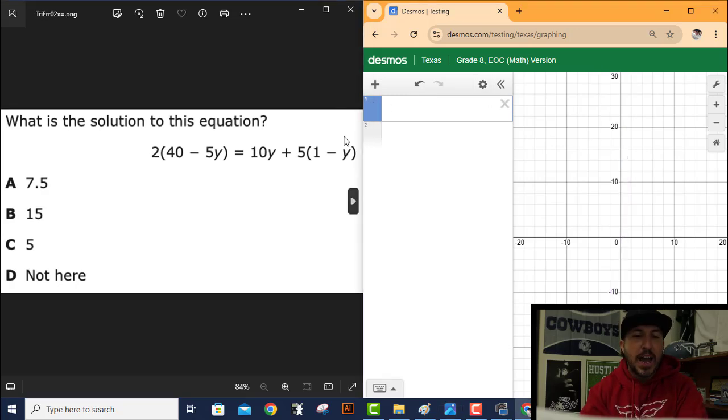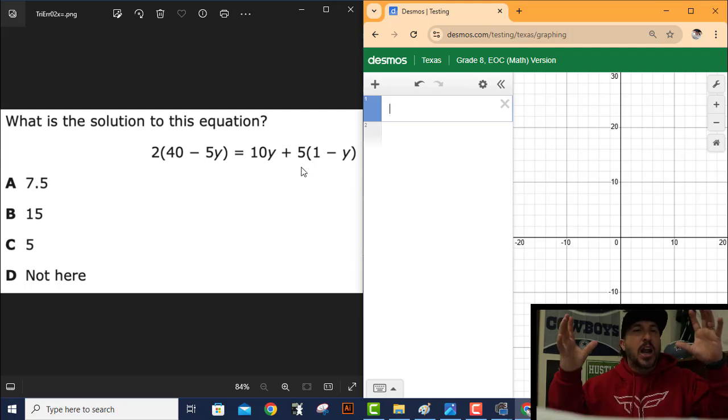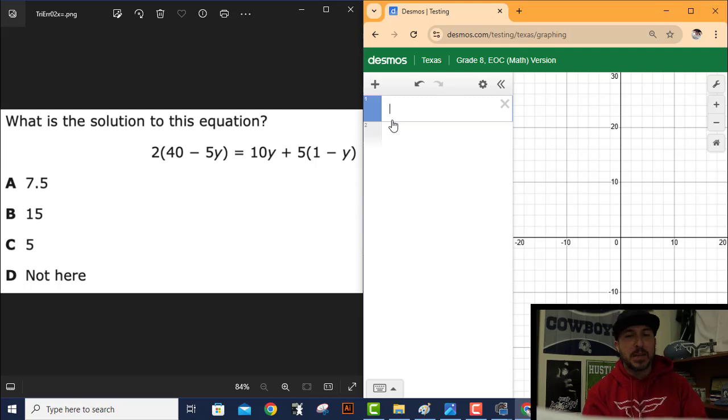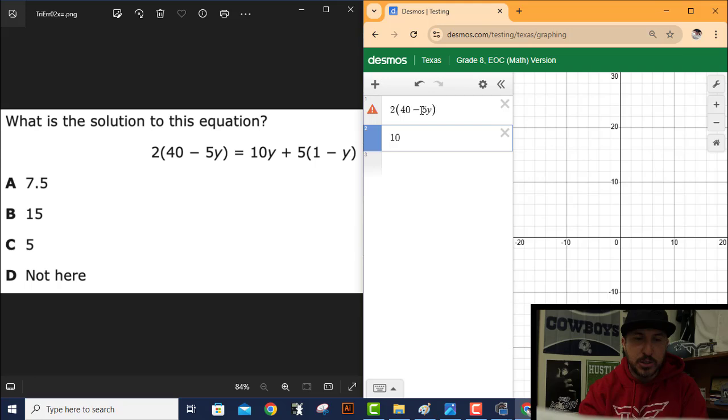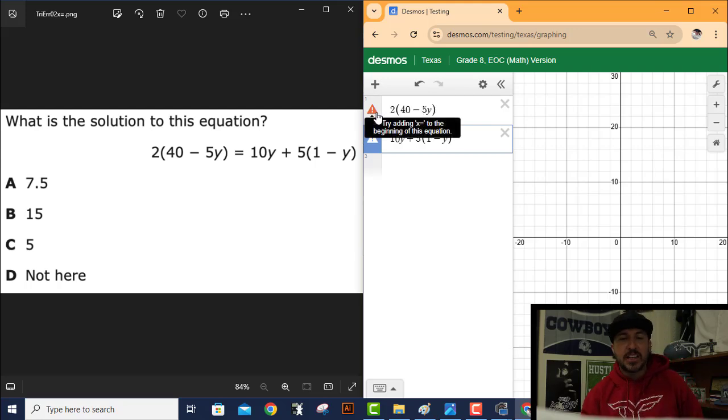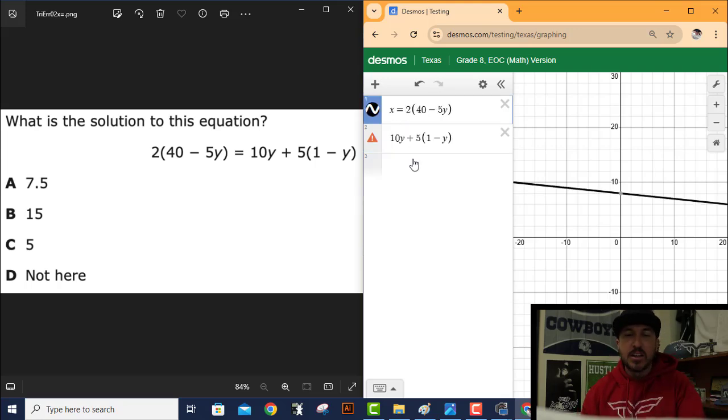All right, now we got this guy. We have a y. Maybe I should box the y right here. I can't. Well, which y are you going to box? There's like 3 of them. So you automatically can't box the y. There's too many. So now is there an equal sign? Yes, there is. So we're going to split this guy. So we're going to go 2 parentheses 40 minus 5y, close the parentheses. Equals means enter, so we go down to the next line. 10y plus 5, close the parentheses. Open parentheses, 1 minus y, close parentheses. I have this. Triangle says x equals. Oh, let me read this whole thing. It says try adding x equals to the beginning of the equation. Cool, you do that. Congratulations, you just tricked yourself.